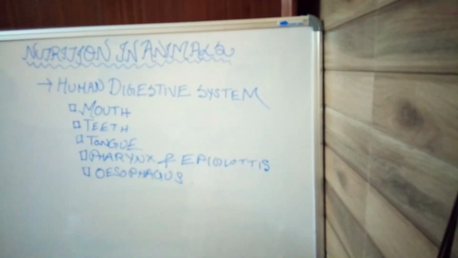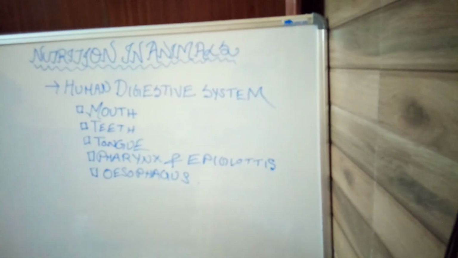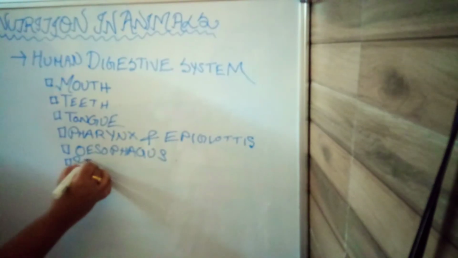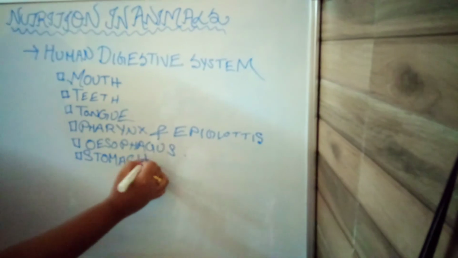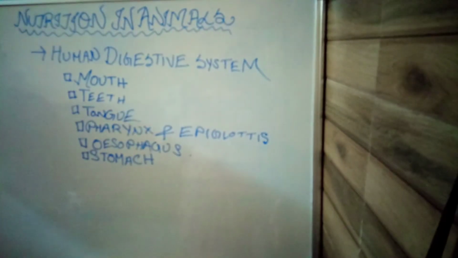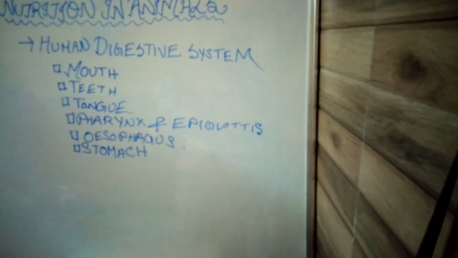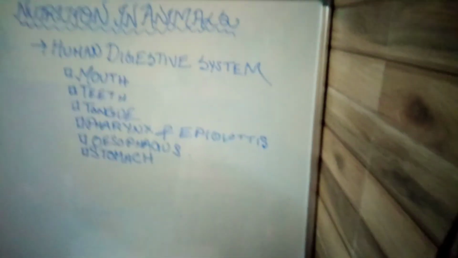Now it is the stomach. The stomach is a J-shaped organ. It is a bag-like structure. The stomach secretes hydrochloric acid in small amounts. This helps to kill bacteria and other germs present in the food, making it acidic.